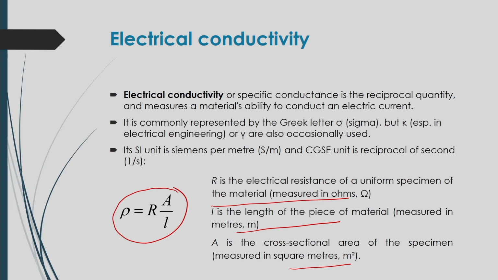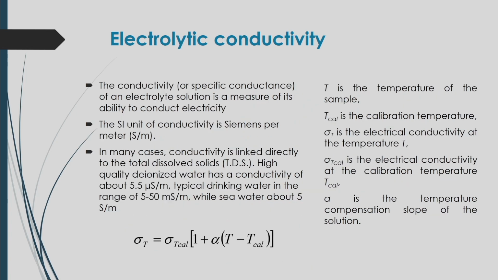This is very important. It is commonly represented by the Greek letter sigma, but kappa in electrical engineering or gamma are also occasionally used. The SI unit is Siemens per meter, and the CGS unit is the reciprocal of seconds. In this case you can calculate the electrical conductivity, and the electrolytic conductivity you can also calculate based on temperature. It generally changes with respect to temperature.